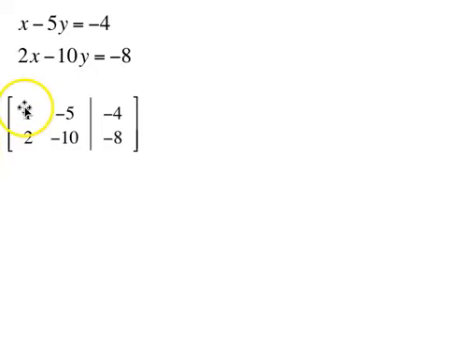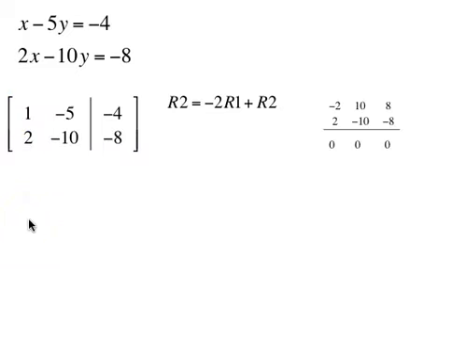So row 2 will be negative 2 row 1 plus row 2. So negative 2 times row 1 will be negative 2, 10, 8. I add that to 2, negative 10, negative 8. And you'll notice we get 0, 0, 0. Our usual strategy is 1 in the upper left, 0 here, and then a 1 here. But again, I have a 0 there, and there's no way for me to get a 1 there. So I need to think about what this means.